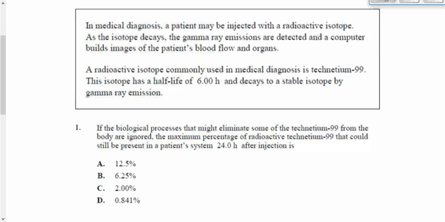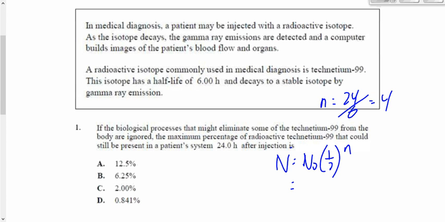It says, if the biological processes that might eliminate some of the technetium-99 from the body are ignored, the maximum percentage of this that could be present after 24 hours is what? 24 hours would be 4 half-lives. So we're going to say n is equal to n0 times 1/2 to the little n. What's our initial amount here? 100%. 1/2 to the 4 works out to be 6.25%.